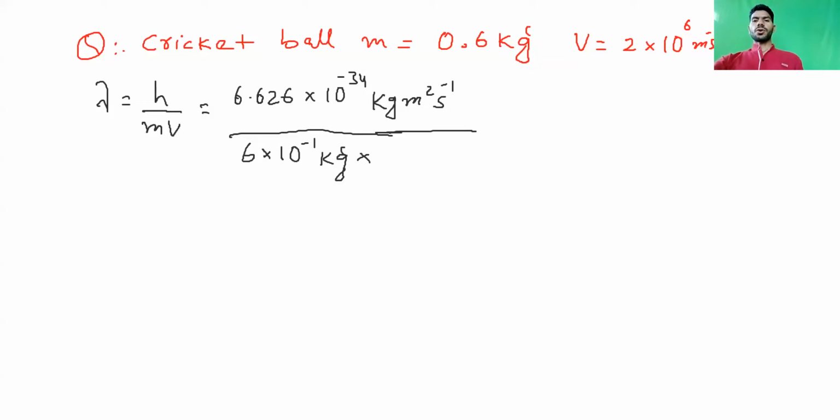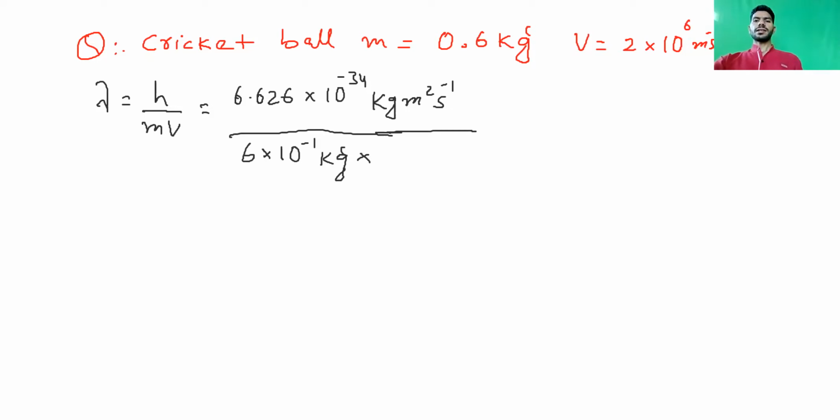Is it right? Have you got it? Can I write 0.6 as 6 into 10 to the power minus 1 kg? Yes, I can write. I have told this. It is the simple conversion. It is just converting this 0.6 into scientific notation, that is, a power of 10.